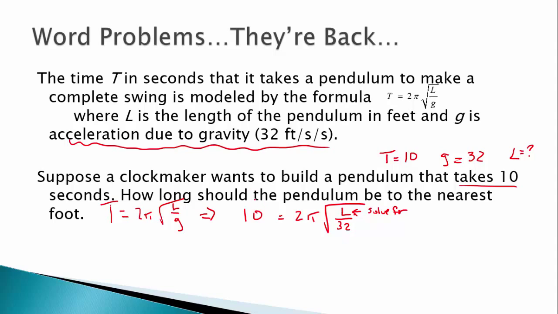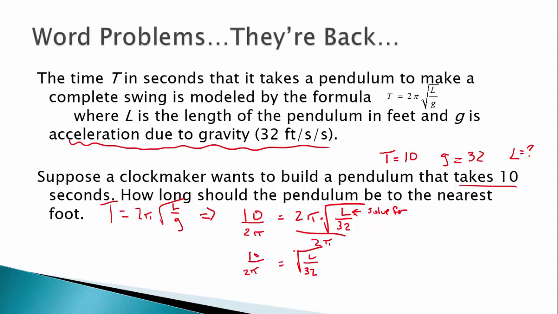That big L. Okay, so I want to isolate my square root. So this is 2 pi times a square root. So let's divide both sides by 2 pi. Now, at this point, you can go to your calculator if you'd like. But I'm going to wait a little bit for that. So I'm just going to leave it as 10 over 2 pi. You could also reduce it to be 5 over pi if you wanted. Equals the square root of L over 32.